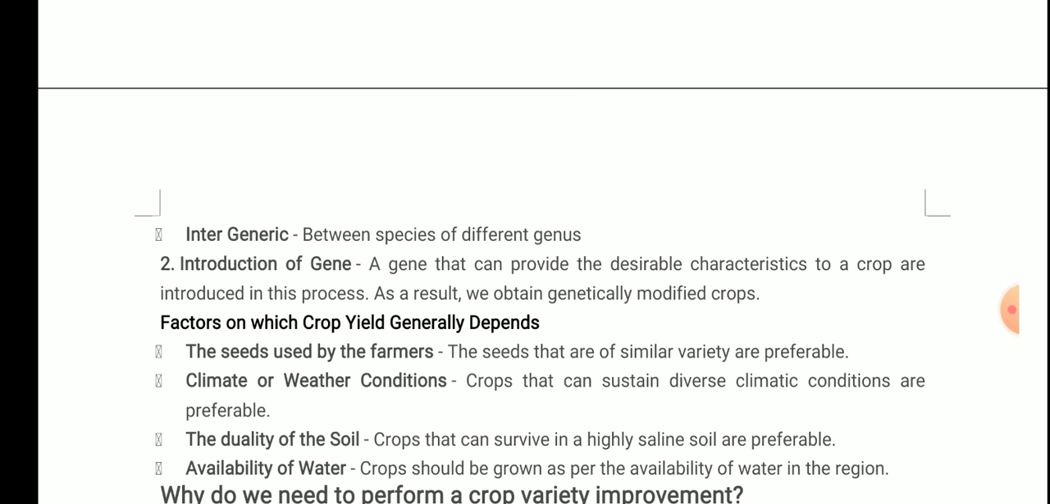Next is about the soil. The crops that can survive in highly saline soil are preferable. And then the most important, availability of water. Crops should be grown as per the availability of water in the region. So these are the different factors on which the crop yield generally depends.